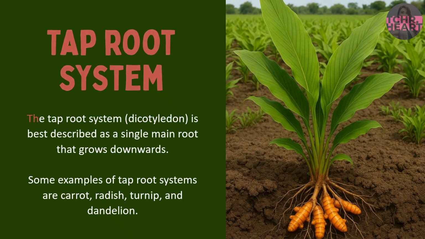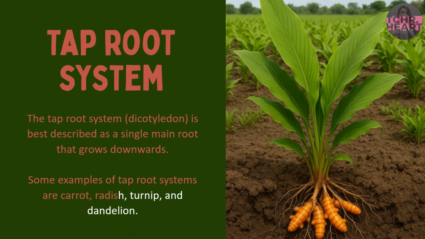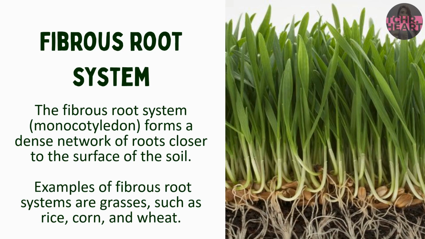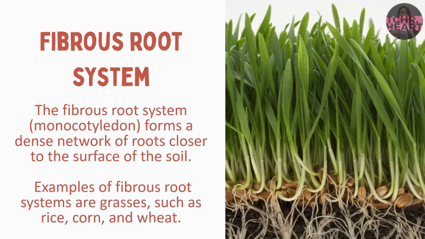Taproot system. The taproot system, dicotyledon, is best described as a single main root that grows downwards. Some examples of taproot systems are carrot, radish, turnip, and dandelion. Fibrous root system. The fibrous root system, monocotyledon, forms a dense network of roots closer to the surface of the soil. Examples of fibrous root systems are grasses, such as rice, corn, and wheat.